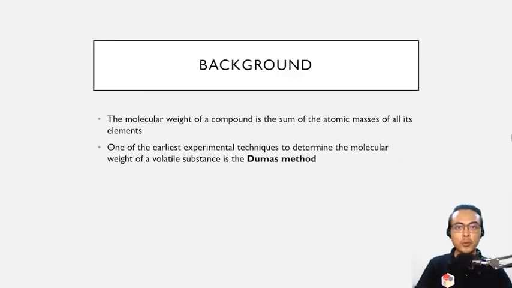For a quick review, the molecular weight of a compound is the sum of the atomic masses of all its elements. We hope that you still know how to determine the molecular weight of a compound if you know the identity of the compound. However, how do you determine the molecular weight of a compound if you don't know its identity? You don't know what type of compound it is, and you don't know its elemental composition. So one of the earliest experimental techniques to determine the molecular weight of an unknown volatile solid is called the Dumas method, and this is what we will be demonstrating today.